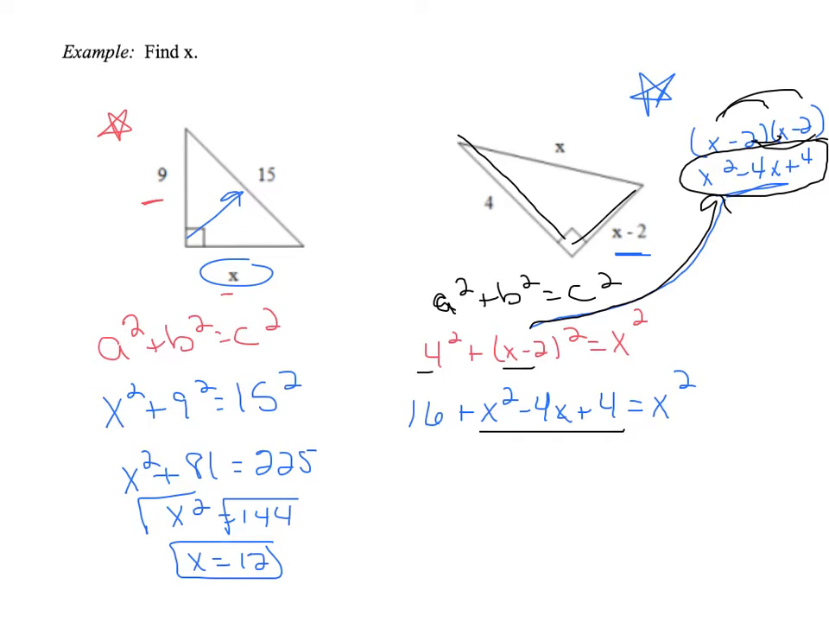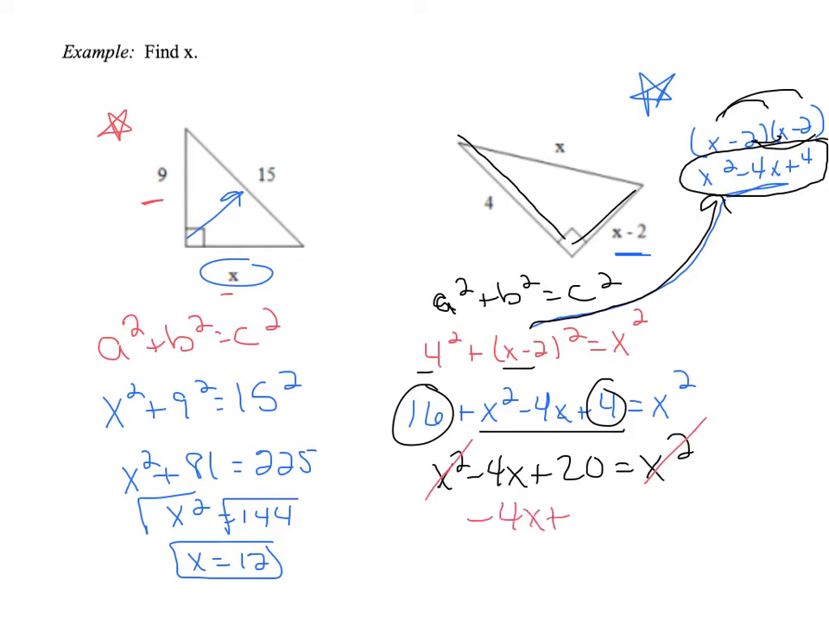Once we get to this point, you should have combined like terms. So you have x squared minus 4x plus 20 equals x squared. And you should have noticed that with the x squared on either side of the equal sign, you can actually cancel them out, leaving you with negative 4x plus 20 equals 0. Now this is simple. Bring your number over and divide. You should have gotten that your x is going to equal 5.